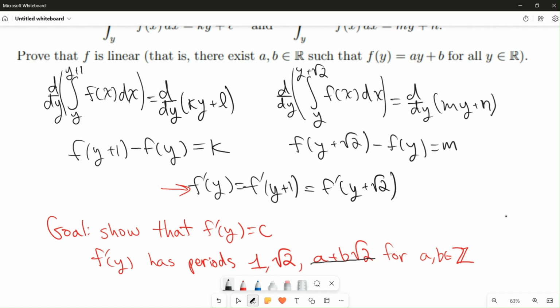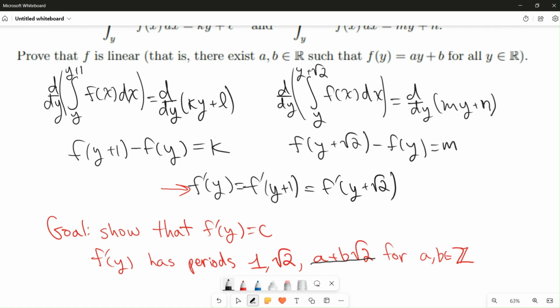And speaking of periods, one nice property of constant functions is that they are periodic with every single real period. No matter what period you think of, a constant function is going to be periodic with it. Right? So let's say that we show that f prime of y is periodic with every single real period. Then f prime of 0 will be equal to f prime of y for every single real number y, and therefore, since f prime of 0 is a constant, f prime of y will be a constant function.